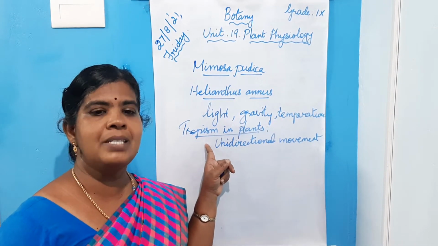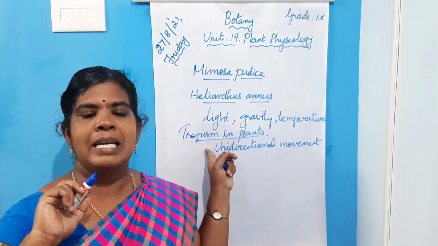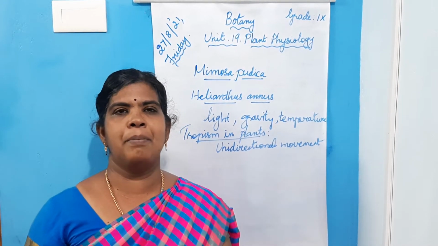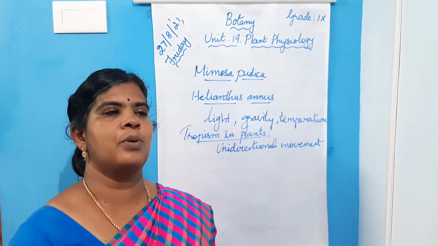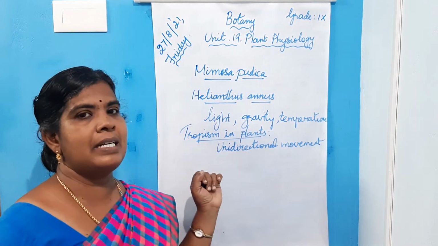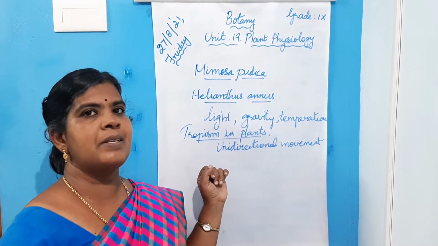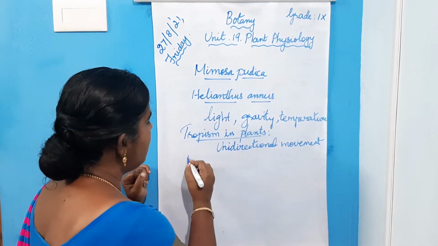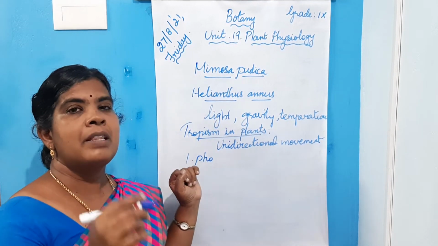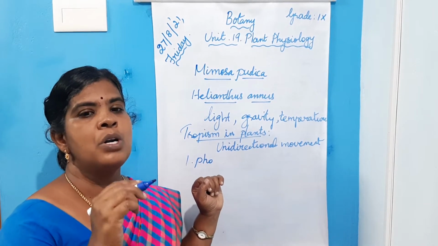So, based on the nature of the stimuli, tropism can be classified into several types: Phototropism, Geotropism, Hydrotropism and Chemotropism.